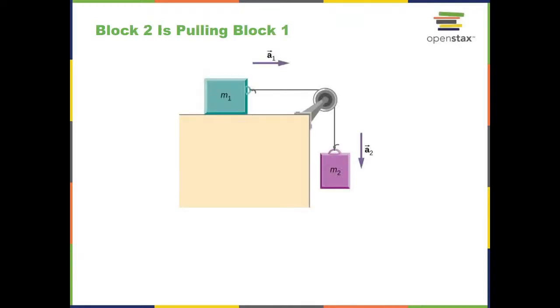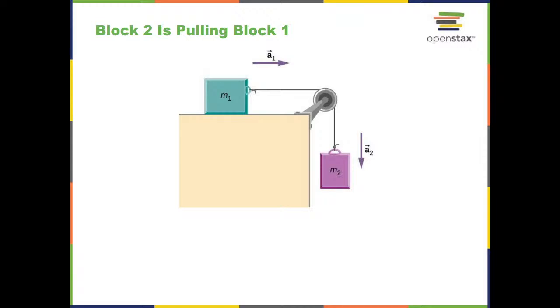We were working on essentially like the Atwood machine you just looked at, but with one block that is sliding, block 1 that is sliding on a frictionless plane, and then block 2 that's just falling, I guess, under the influence of gravity.